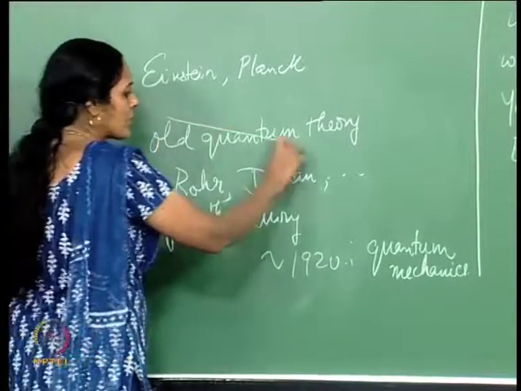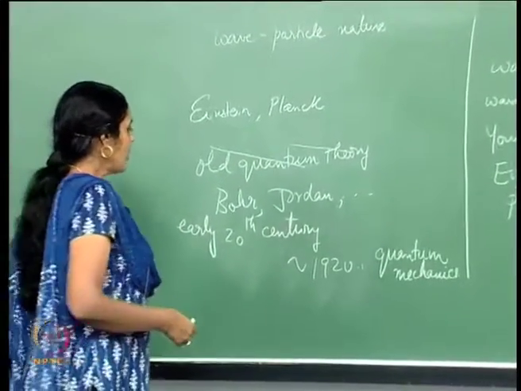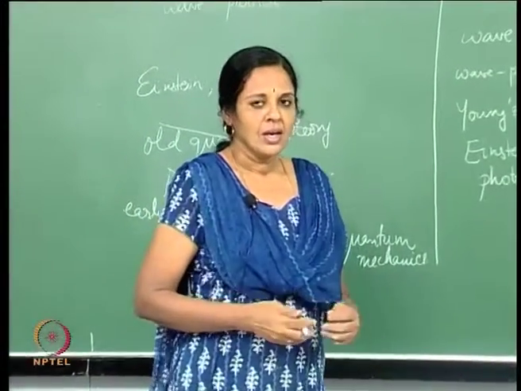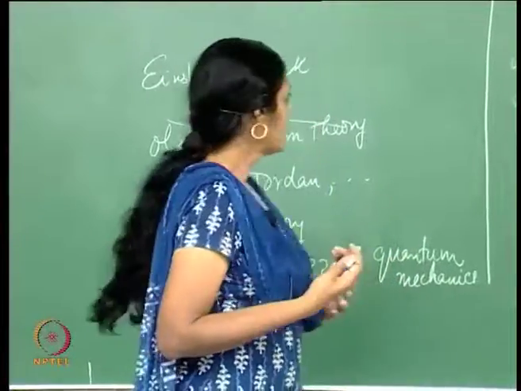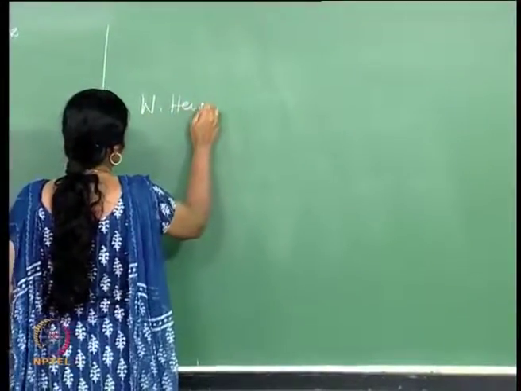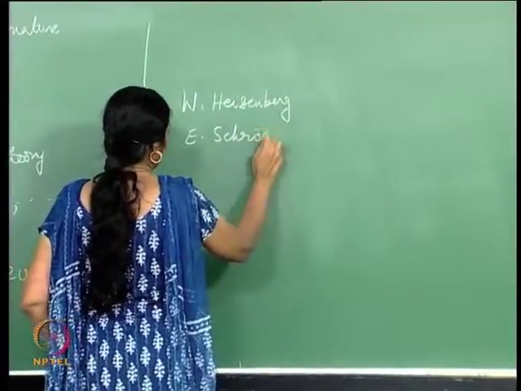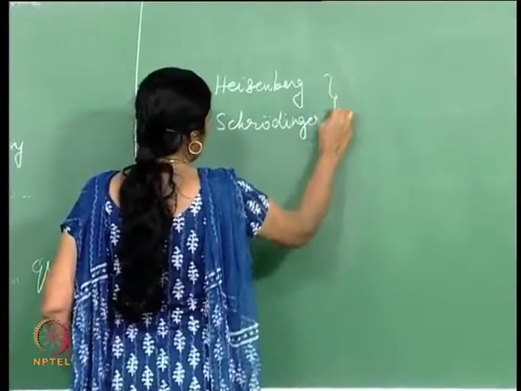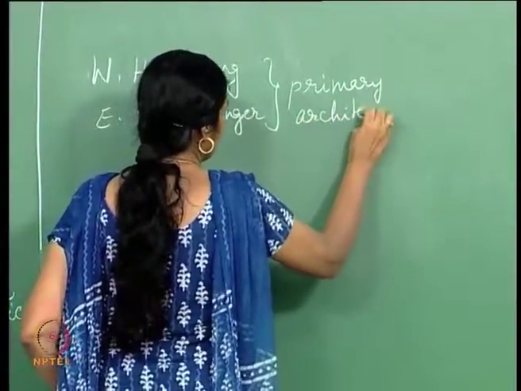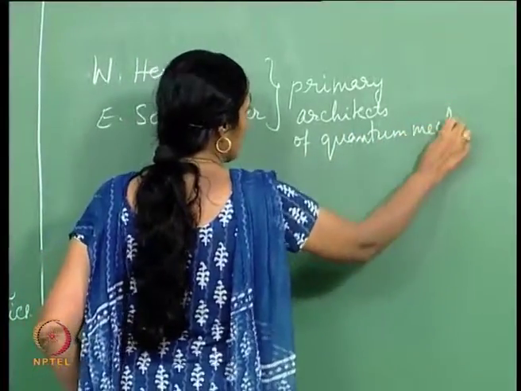So, I will not make much ado about the old quantum theory. It was not very satisfactory, and what we now work with is quantum mechanics as was given to us largely by two masterminds, Heisenberg and Schrödinger. The primary architects of quantum mechanics as we see in the textbooks today.